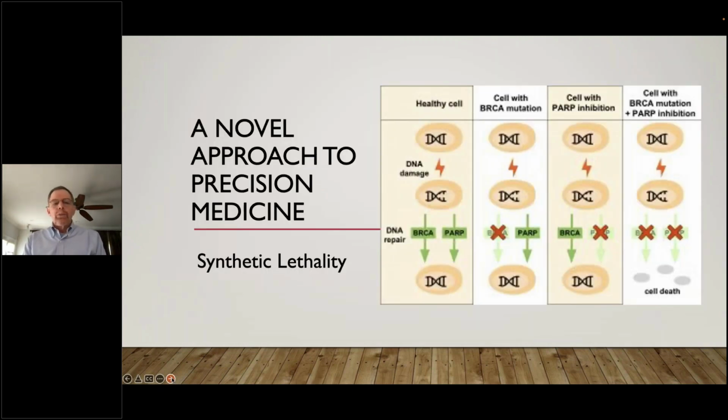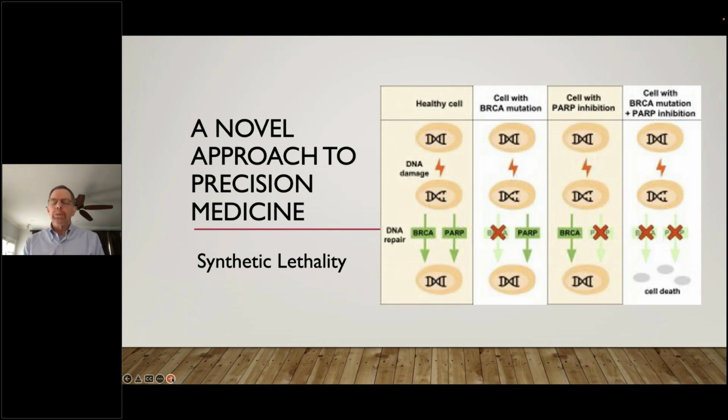So let me finish up with what I think some of the future may be, and this is amenable to both the umbrella and basket trial, and this is synthetic lethality. I show an example, a classic example of synthetic lethality. Tumor cells with a BRCA mutation rely on PARP for DNA repair.